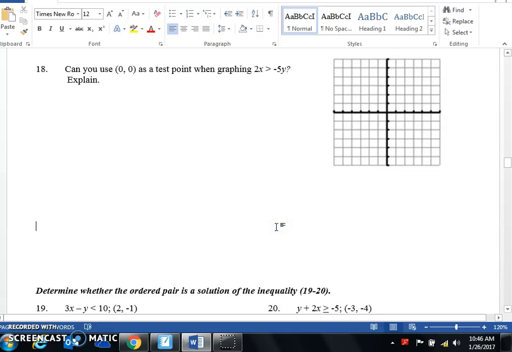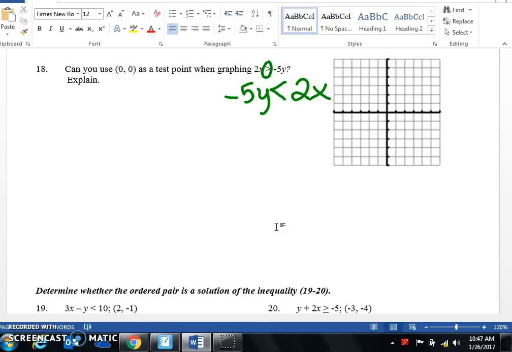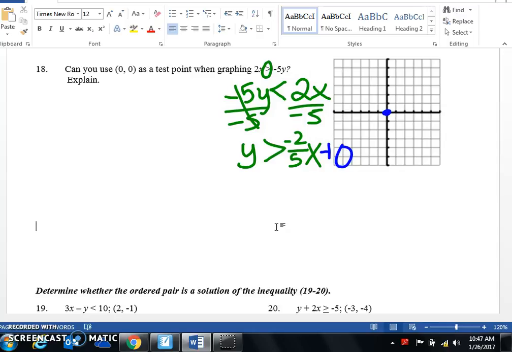All right, first of all, can you use 0, 0 as a test point when graphing? Explain. So let's go ahead and put it into y equals, because that's how we graph. So I'm going to start by immediately flipping this, because I want the y on the other side. So I've got to flip that inequality. If it's eating the 2x, it needs to eat the 2x. Now I would divide both sides by negative 5. When you divide by or multiply by negative, you flip your inequality. So my equation, when I go to graph it, is this. And that's a direct variation because this is a plus 0. So my y-intercept is 0. I fall 2, run 5, then I do the opposite.